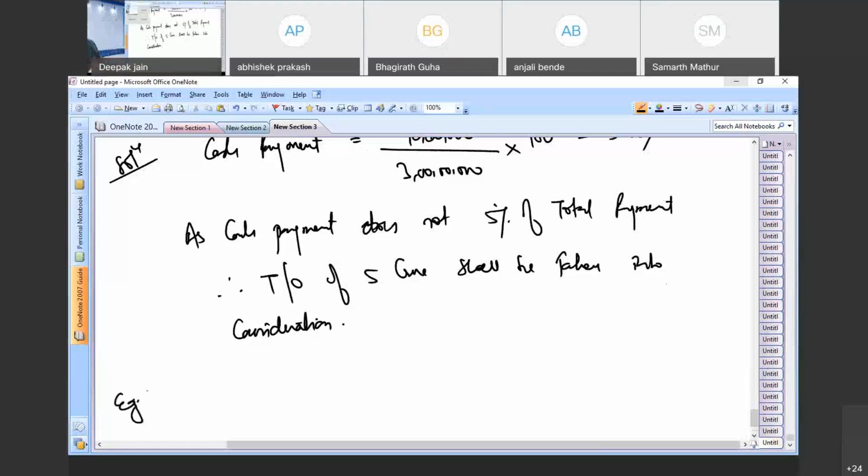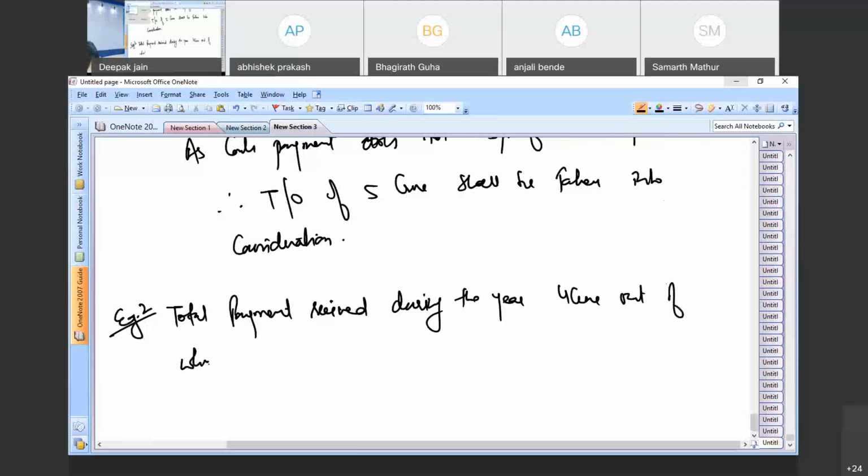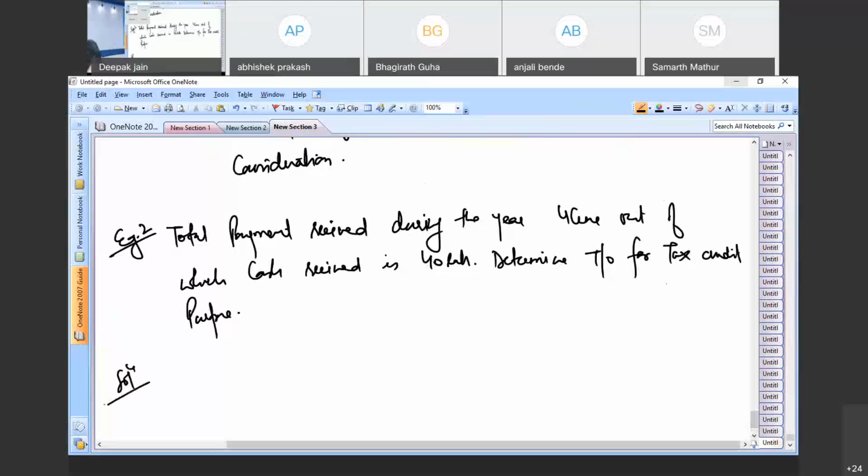Take another example. Example 2. Total payment received during the year is 4 crore, out of which cash received is 40 lakh. Determine turnover for tax audit purpose. TO means turnover.